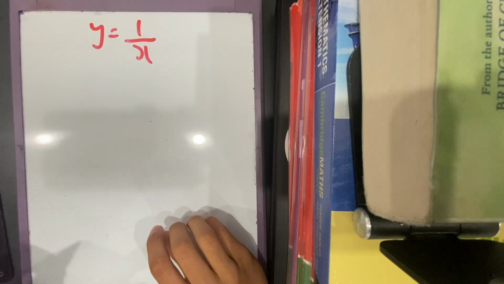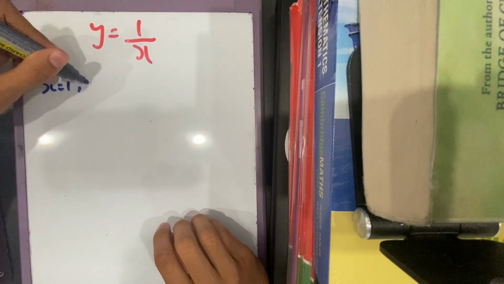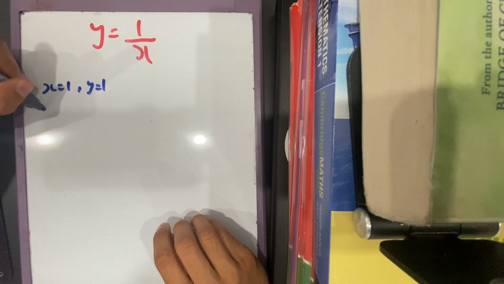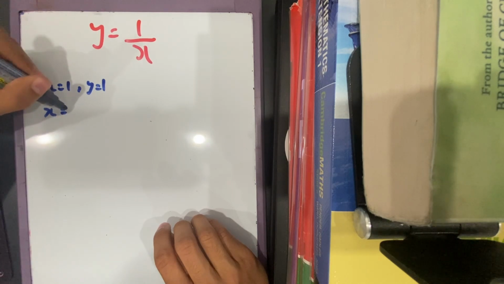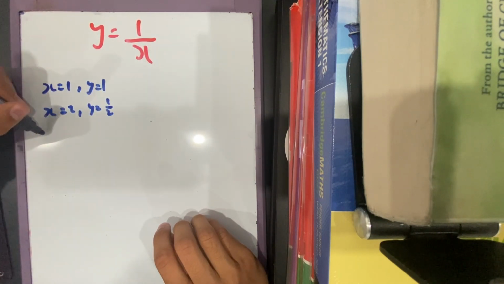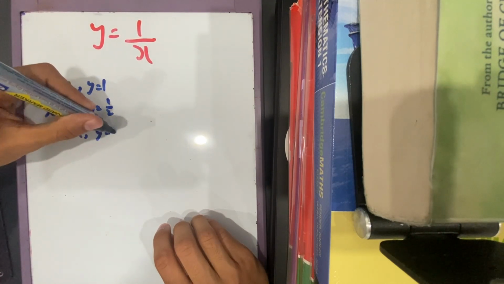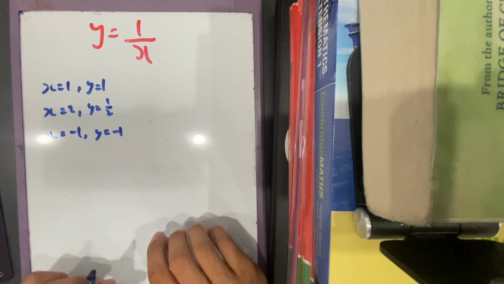Let's start by plotting a few points on the curve. For example, when x equals 1, y equals 1. When x equals 2, y equals half. When x equals -1, y equals -1. And so on.